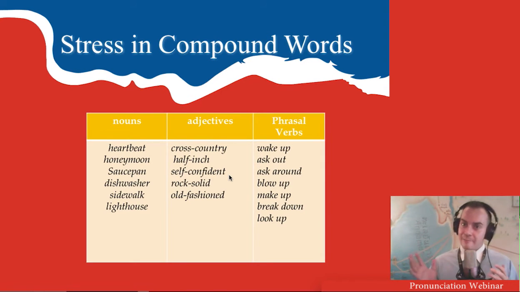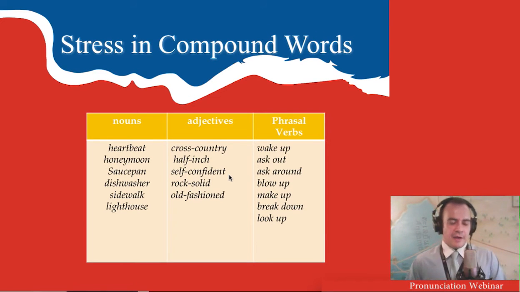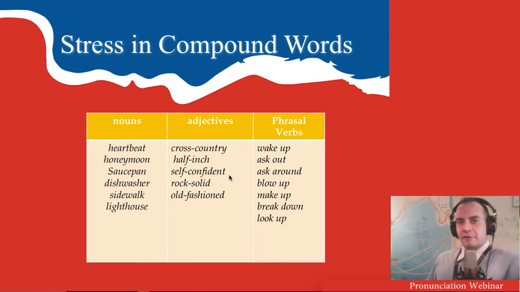So for the compound nouns, we stress the first syllable. For example, heartbeat, honeymoon, saucepan. For the compound adjectives, the stress goes in the second word, like cross-country, half-inch, self-confident. And then you have the phrasal verbs. For the phrasal verbs, you want to stress the preposition. So like ask out, ask around, blow up.